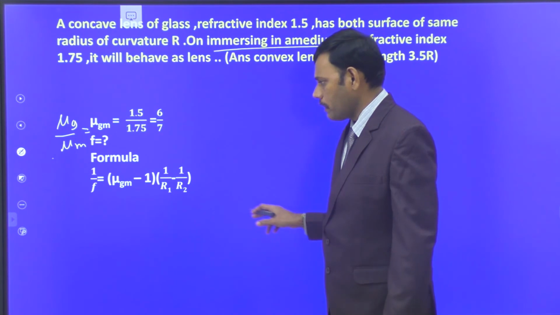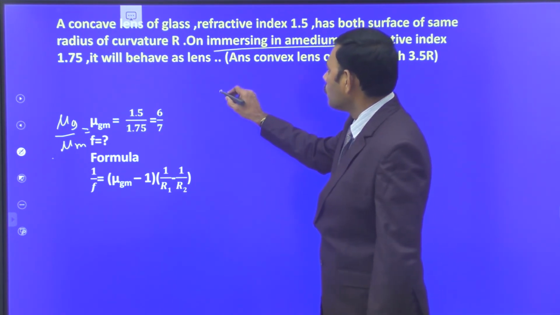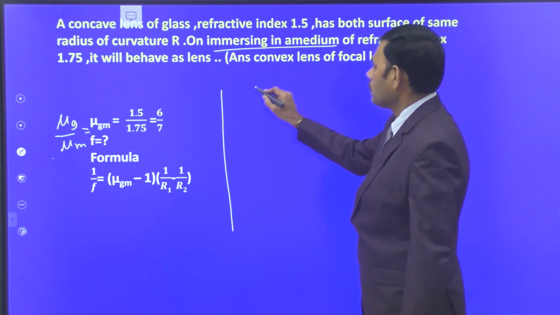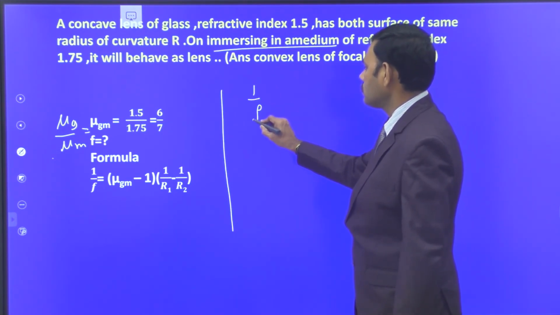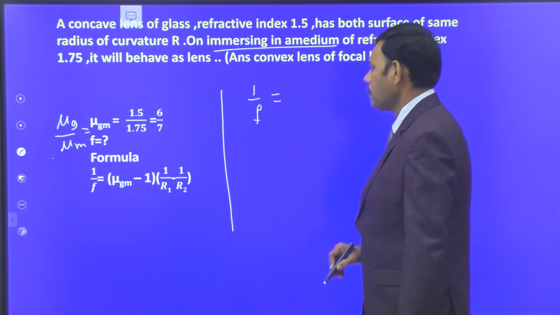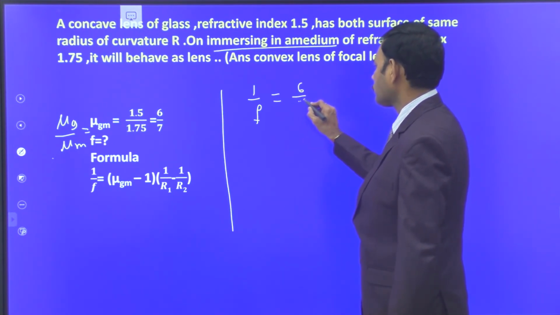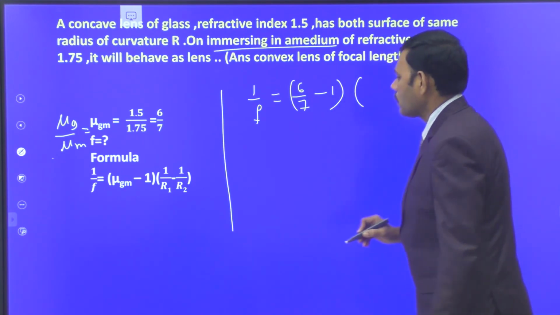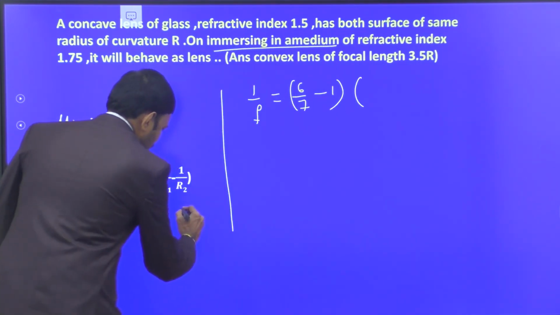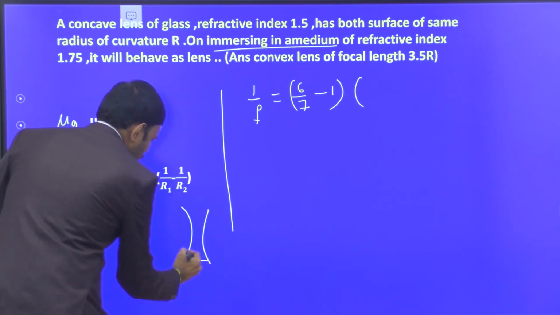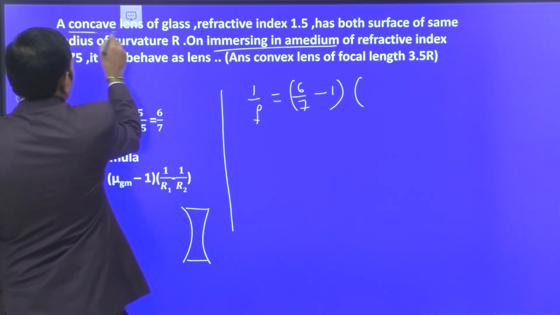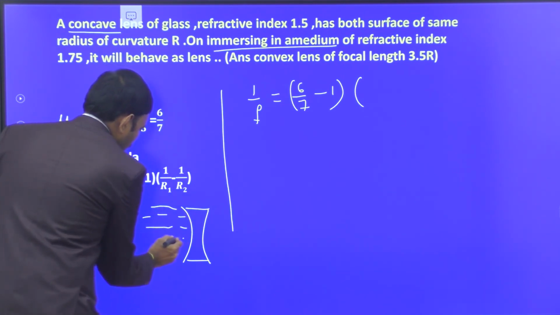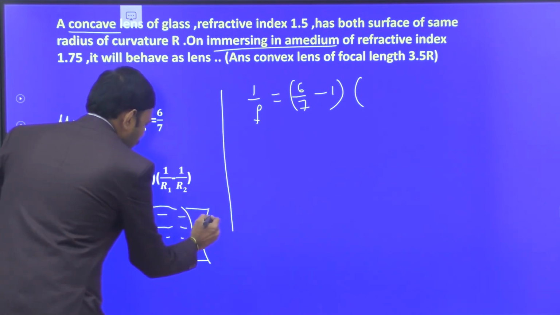This is known as the lens maker's formula. By using this, we calculate the focal length. So here 1 by f is equal to mu g m is 6 by 7 minus 1, into, for concave lens, here actually this is a concave lens. In the data it is mentioned that it is a concave lens, and this is the medium. Concave lens is immersed in a medium.